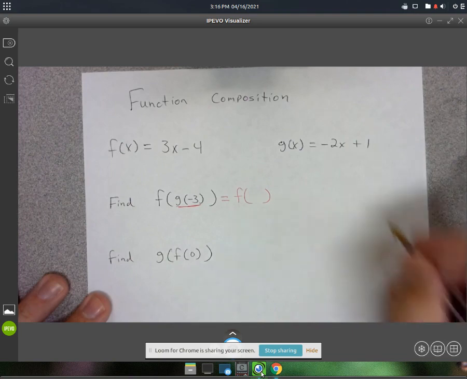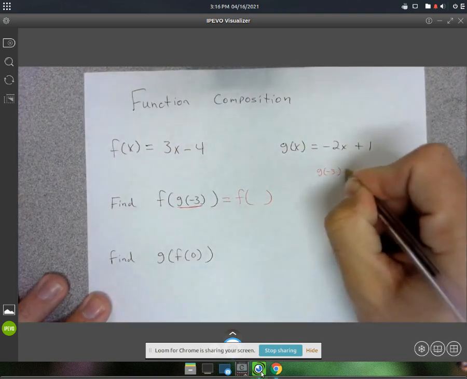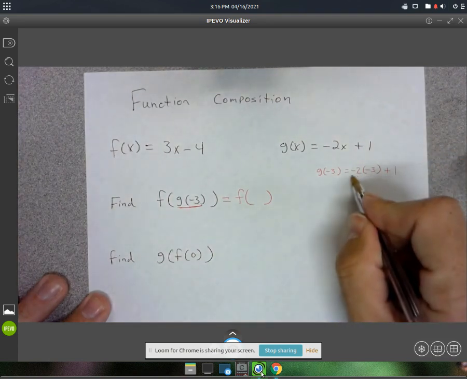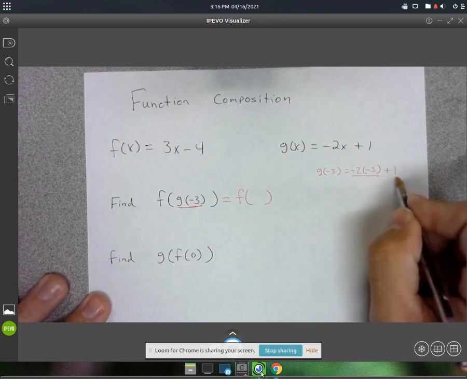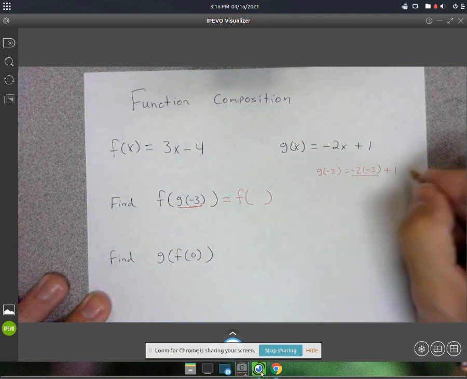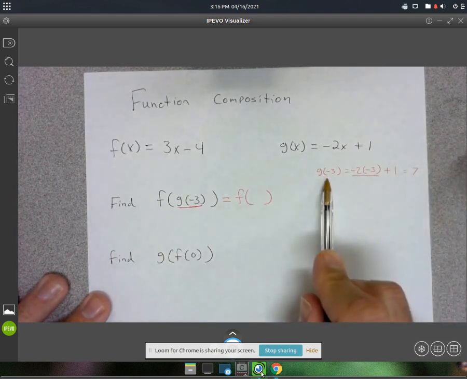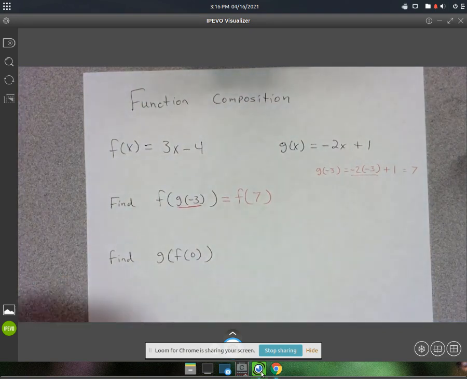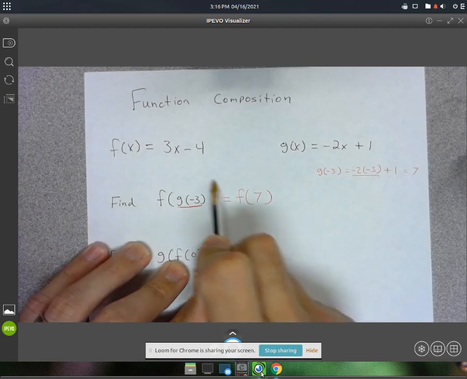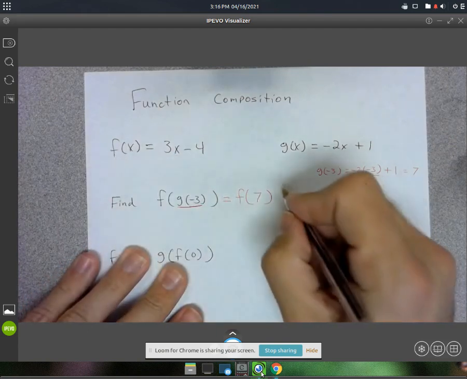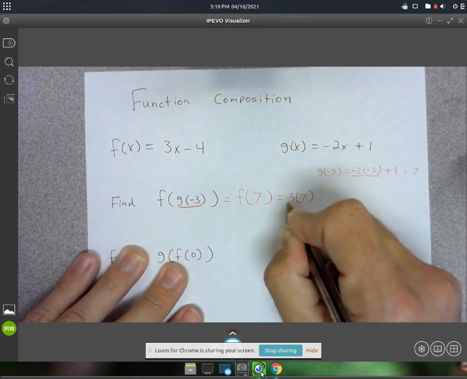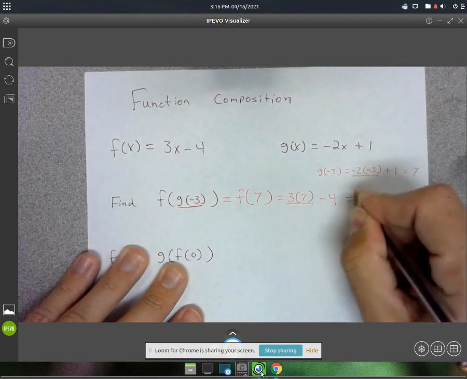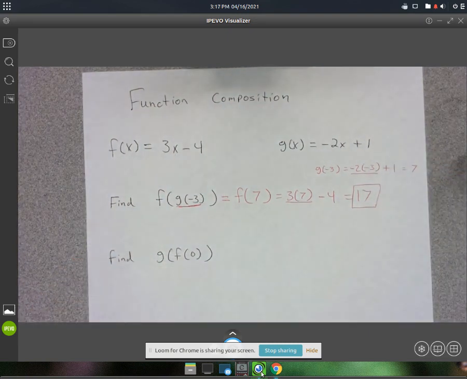All right, g of -3, that's not too hard. G of -3, that's -2 times -3 plus 1. Well, this is 6 plus 1, because two negatives. 6 plus 1 equals 7. Since that's what g of -3 is, I'm going to put that here. And now I've got to figure out f of 7. You plug in 7 for x in the f function. So you're going to get 21 out of that, and then 21 minus 4 is equal to 17. And that would be it. That's f of g of -3.